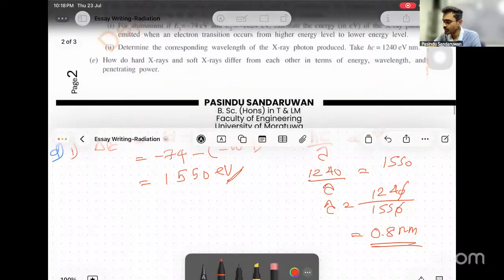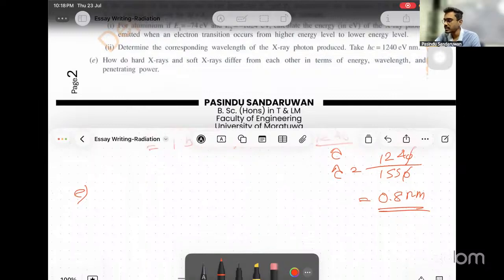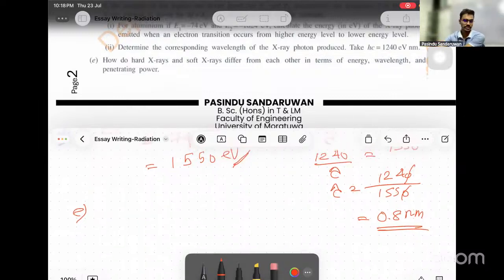E. How do hard X-rays and soft X-rays differ from each other in terms of energy, wavelength, and penetrating power? That's a theory question again. We have discussed two types of X-rays produced in this X-ray tube: hard X-rays and soft X-rays. Hard X-rays are the X-rays with higher energies, higher frequencies. Higher energy, higher frequency. Then how do hard and soft X-rays differ from each other?